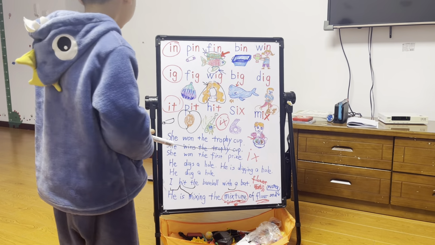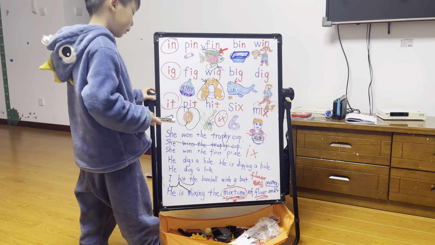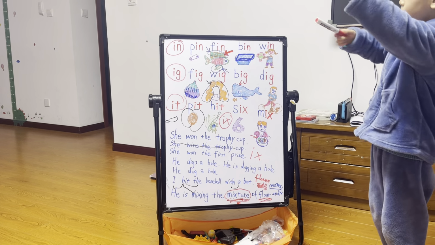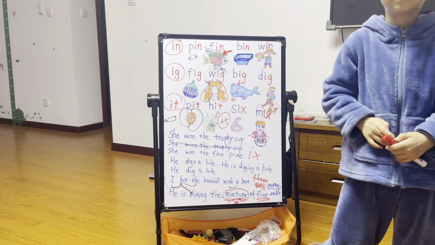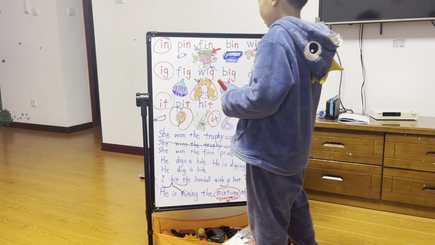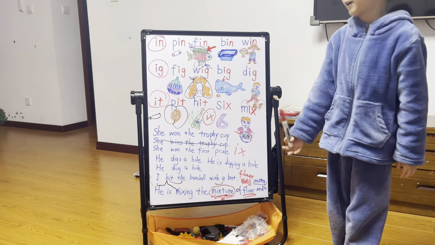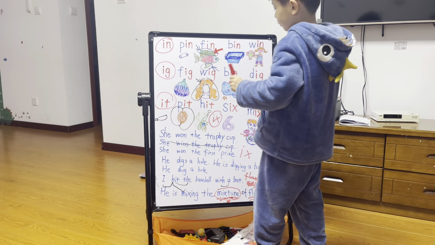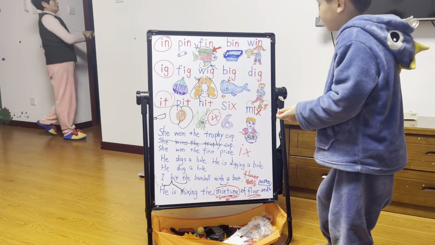How do you say it? It. Okay. The first one, P-I-T. Pit. And it is a peach pit. Next one, H-I-T. Hit, okay. Hit the baseball. You can hit the baseball with a bat. Yes, with a bat.